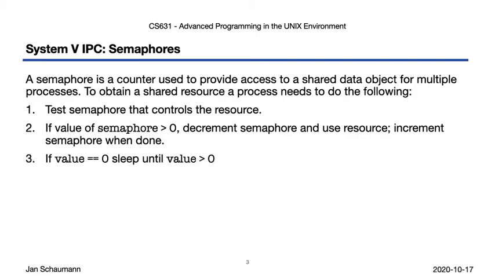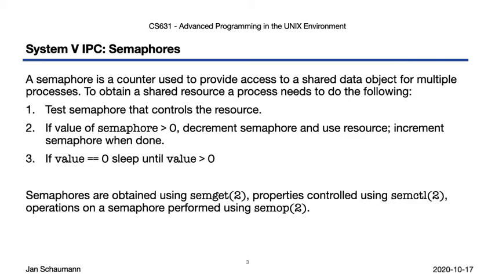If the value of the semaphore is zero, then you go back to thinking, or your process goes to sleep. Now this sequence of operations, testing, incrementing, decrementing, or blocking until it has a certain value, are all done atomically, which of course is the point of the semaphore. The functions you use for this are semget, semctl, and semop. Let's look at an example.